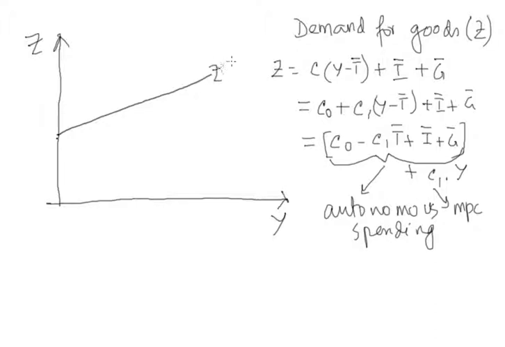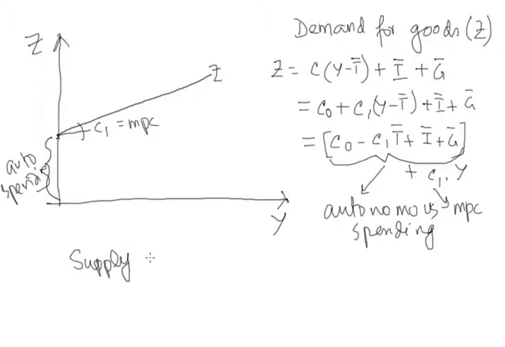So this is the Z function, where this slope is C1, which is MPC, and this intercept is autonomous spending, or the term in the bracket. What about the supply side? Since in goods market equilibrium we would want supply equal demand, supply is given by the output or the production of goods and services in the economy, which is equal to Y, which we are already measuring on the horizontal axis.